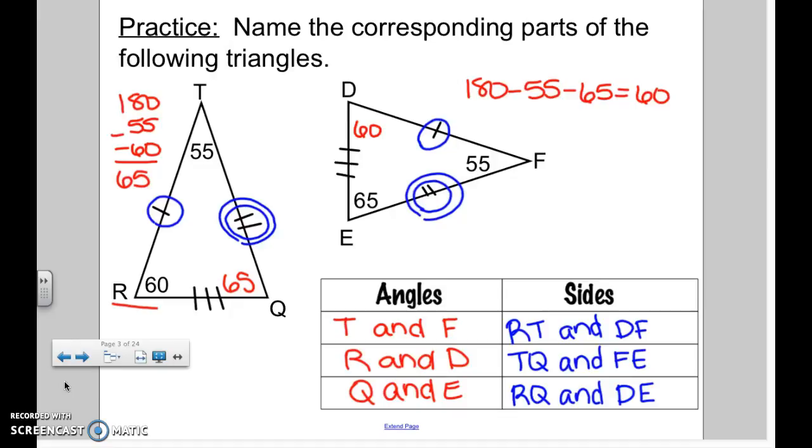Corresponding parts again are congruent, so every congruent set of angles or congruent sets of sides would be labeled corresponding. For each set of triangles, you will have 6 corresponding sets. If you don't have 6, the triangles will not be congruent.